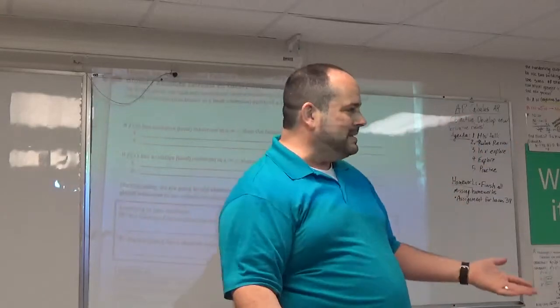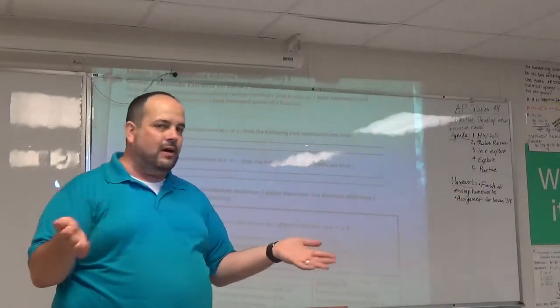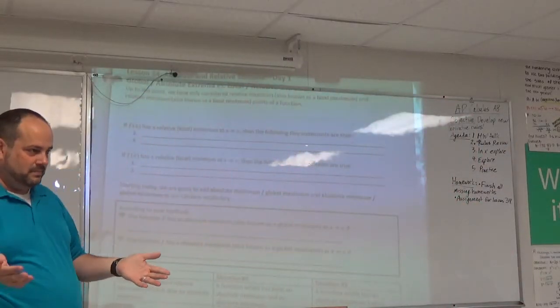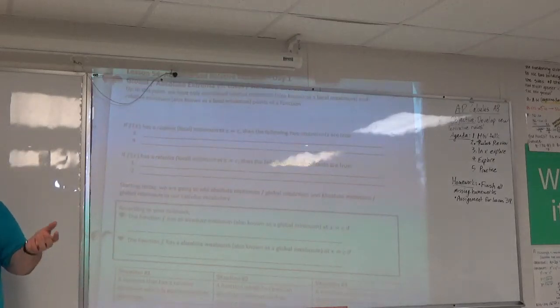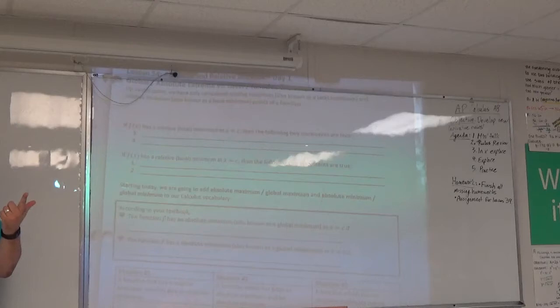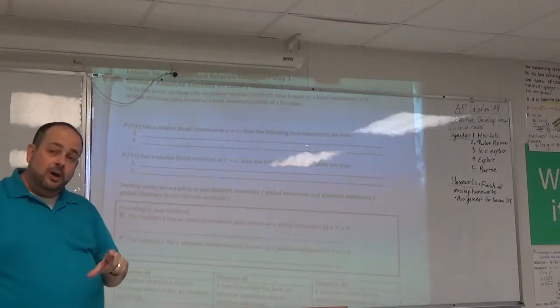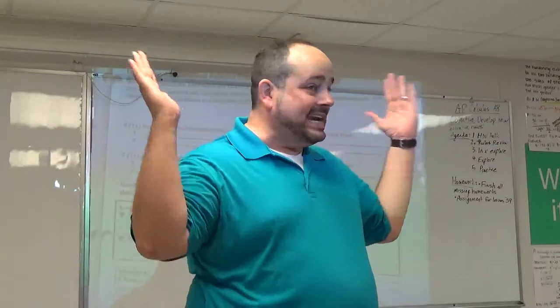What are you promised though? What's the thing that you're promised with the mean value theorem? There's a point. There's a C, where the slope of the secant line equals the slope of the tangent line. There is a point C, and at this point C, the slope of the tangent line is equal to the slope of the secant line on the interval.